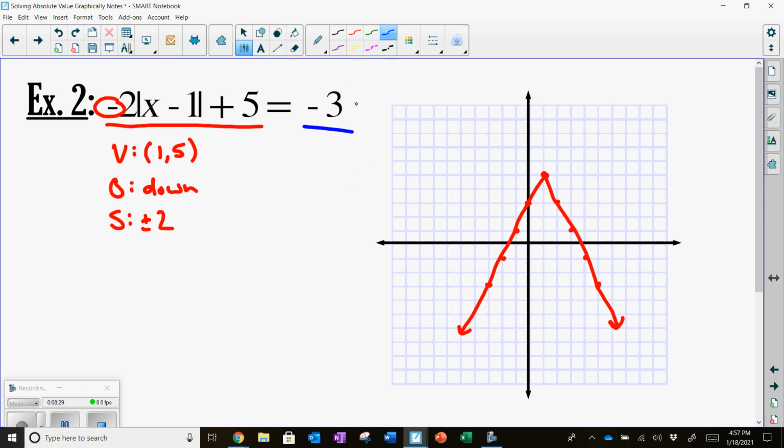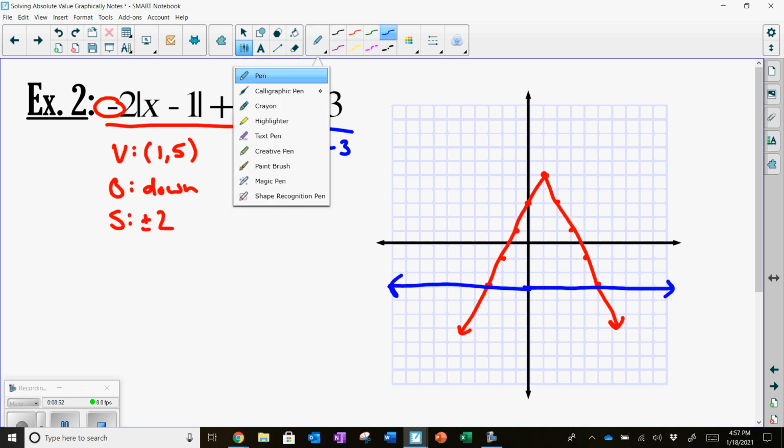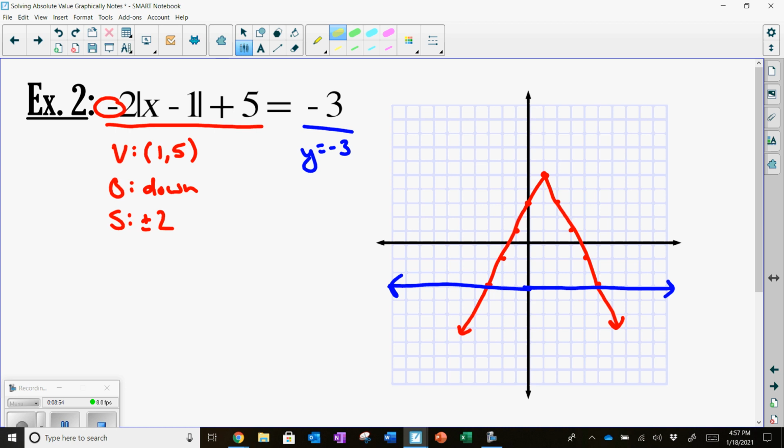The easy part is graphing negative 3. Remember, I want to graph y equals negative 3. In this case, it doesn't really matter what x is, so long as y is negative 1, negative 2, negative 3. So I'm going to draw a nice horizontal line, and you can see right there and right there, I've already got some nice pretty points of intersection.